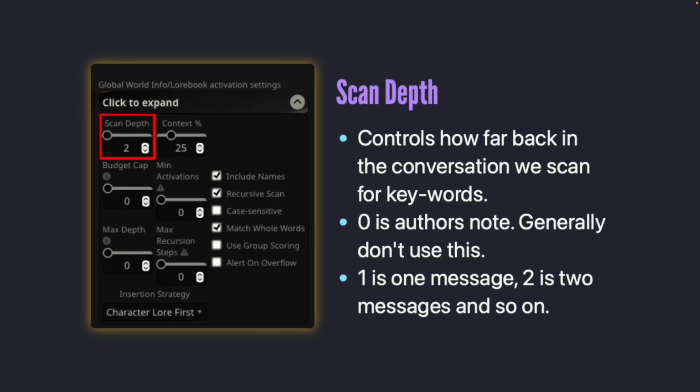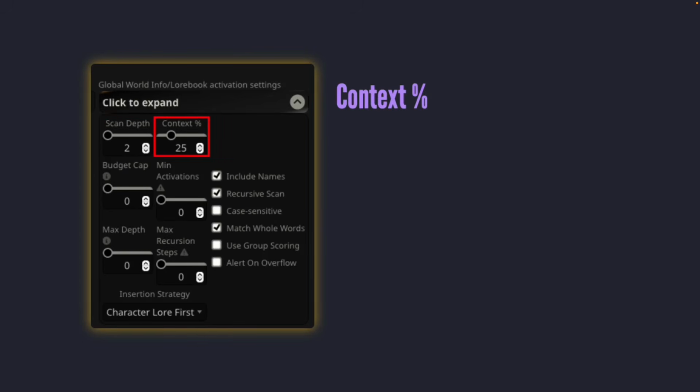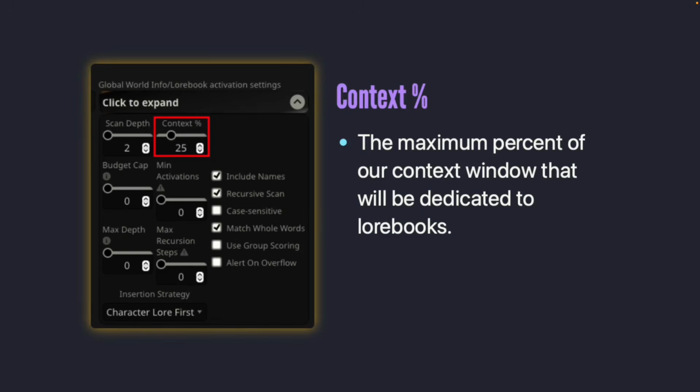And one thing I would recommend, if you're in a group chat, you might want to set a little bit higher of a number here, just because of the way messages work in group chat. Sometimes important information can get pushed a little further back. So next we have context percent. And this is the maximum percent of our context window that will be dedicated to lore books. So it's like controlling how much of the information that the LLM is getting sent is lore books. So let's do an example because that'll make it easier.